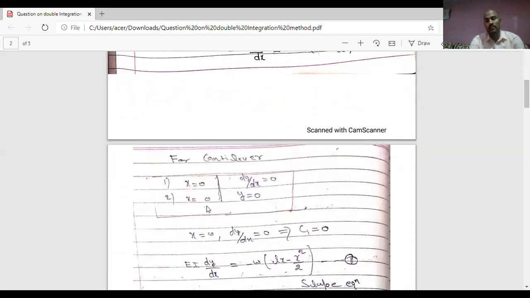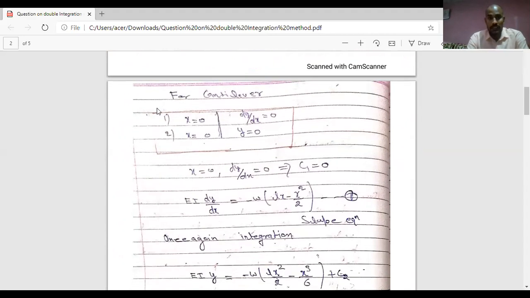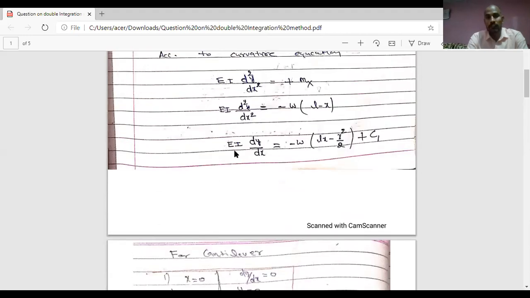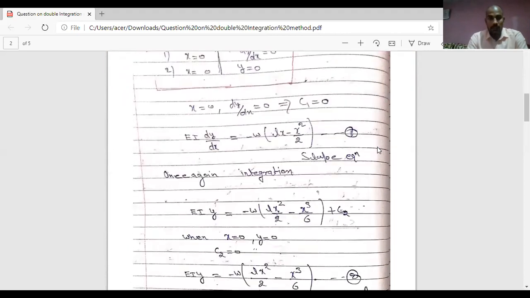Here are both conditions: x equal to 0, dy by dx equals 0. Second condition: x equal to 0, y equals 0. The first condition is applied to this equation to find the constant C1. If we put x equal to 0 there, dy by dx equals 0, so we find C1 equals 0.